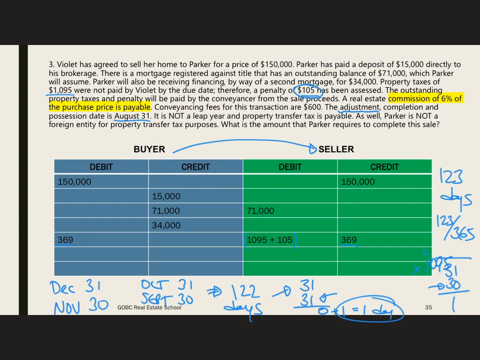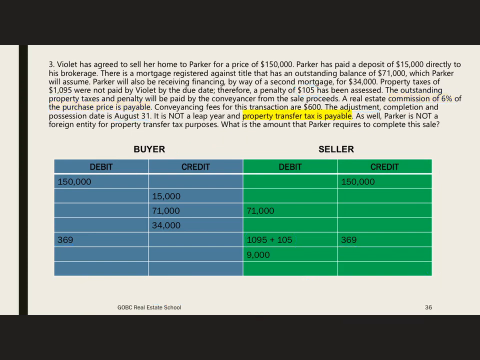The next thing that's mentioned is the commission of 6% of the purchase price. So you just take 6% of that $150,000, and we're going to debit that to the seller. So that ends up being $9,000. So there's the $9,000 here on the seller's statement.